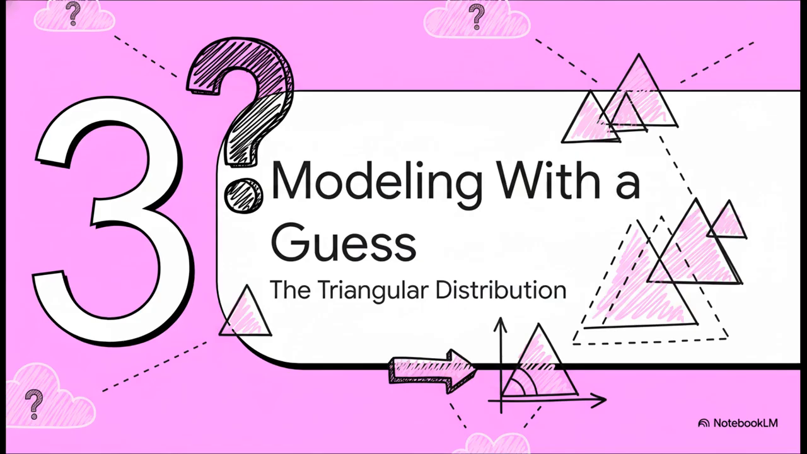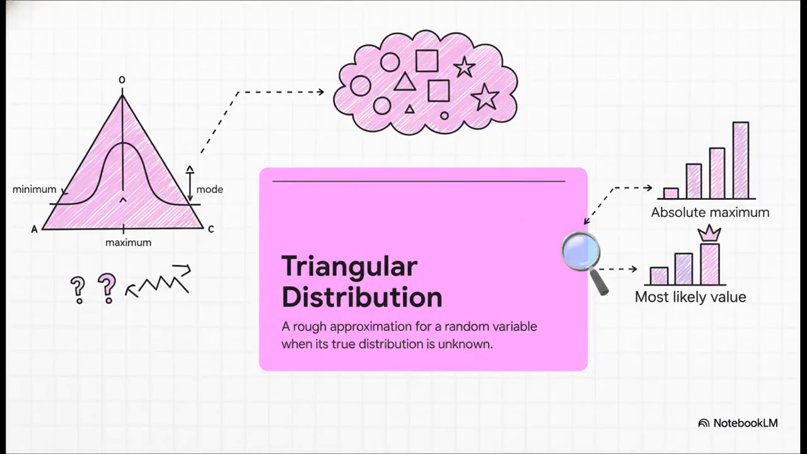Okay, that's great. But what happens when you don't have perfect historical data? What if all you have is a best guess? Well, that's where our next model comes in handy, the super practical triangular distribution. See, this is what's called a rough approximation. And honestly, that's its superpower. When you don't have perfect data, but you can make an educated guess about three things, a minimum, a maximum, and the most likely value, you can build this simple but incredibly powerful model.